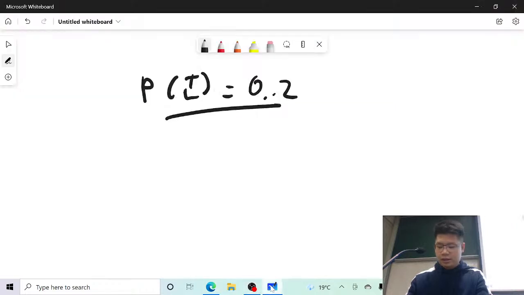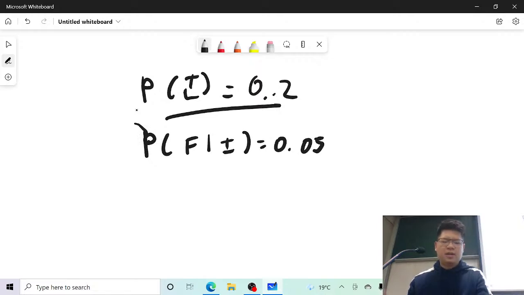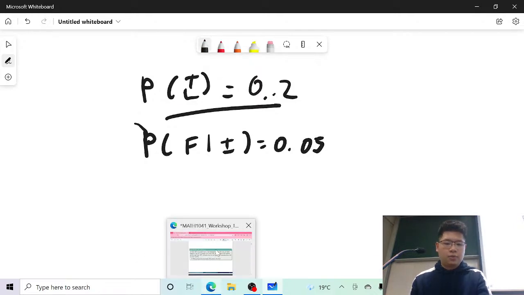Okay, so let's write that down. What that would look like would be P of F, flu, given that you're immunized, it's just going to be 0.05. That kind of makes sense, right? Because if you're immunized, then there's a lower chance that you might get flu.